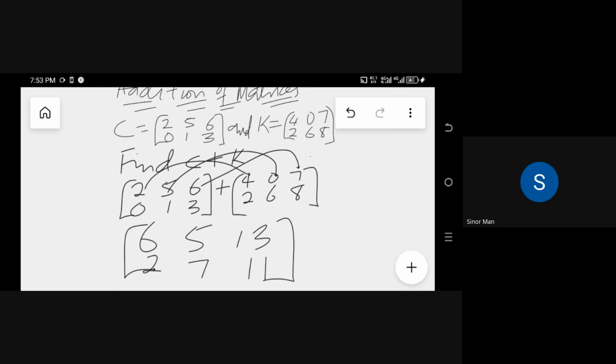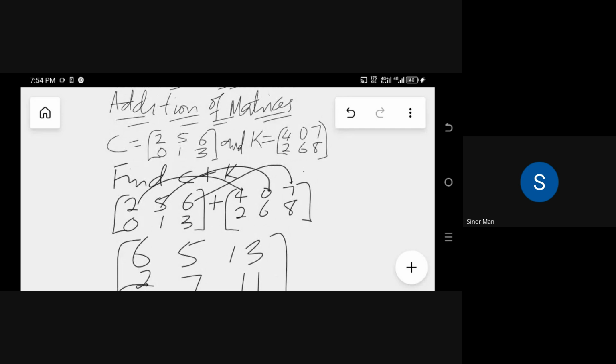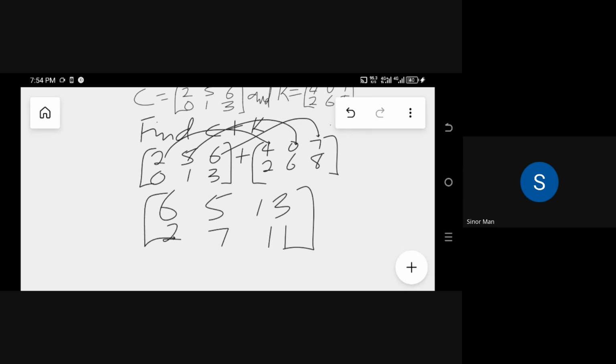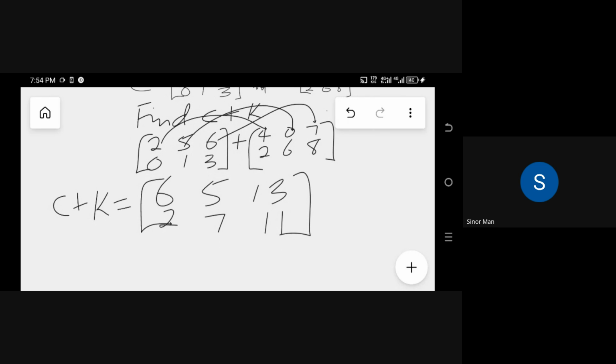So your new matrix for C plus K would then become this matrix here. C plus K is equal to the new matrix you have here: 6, 5, 13 for the first row, and then 2, 7, 11 for the second row.